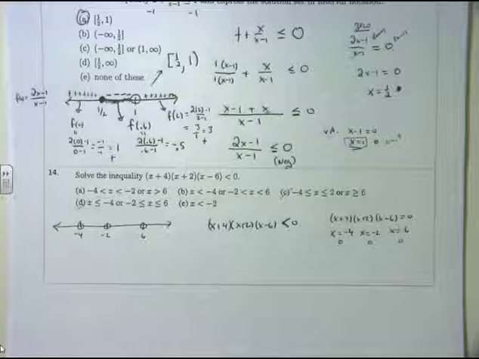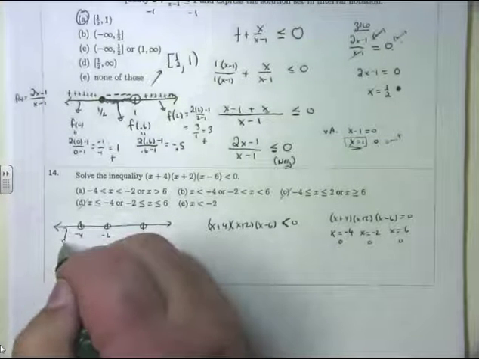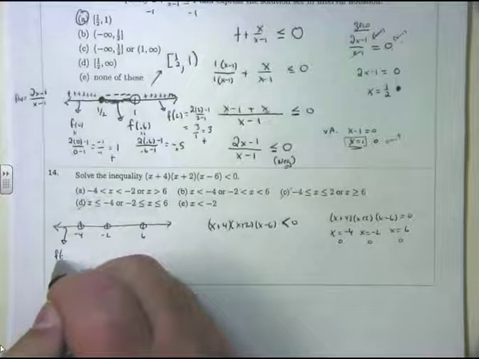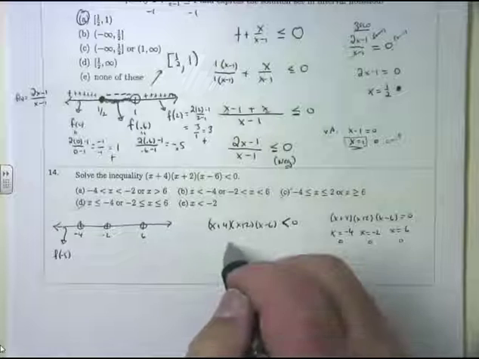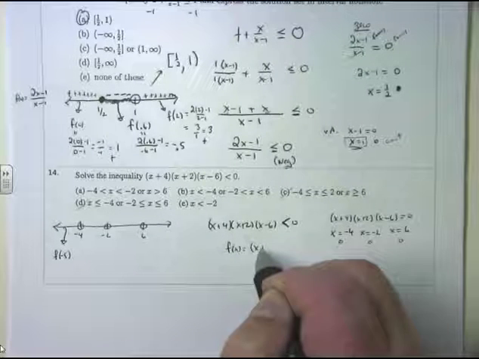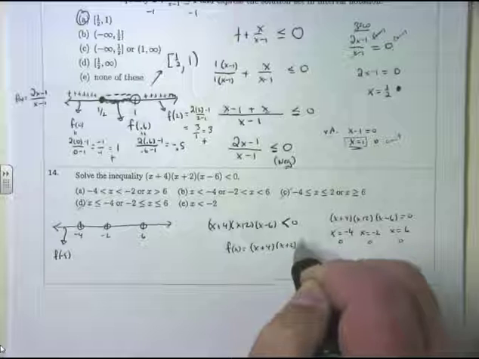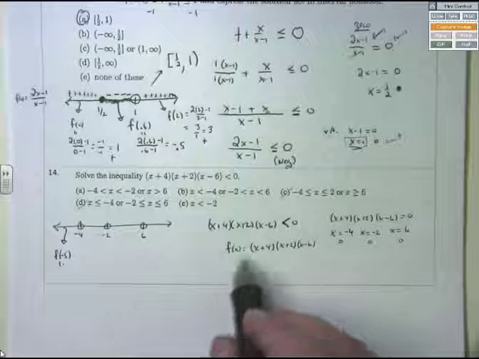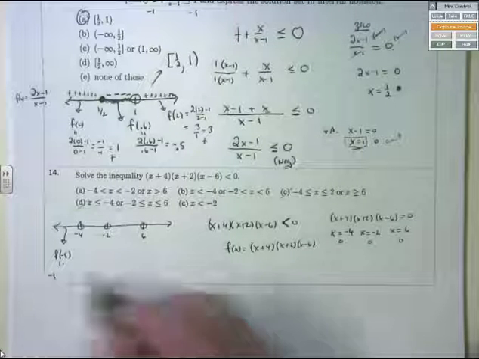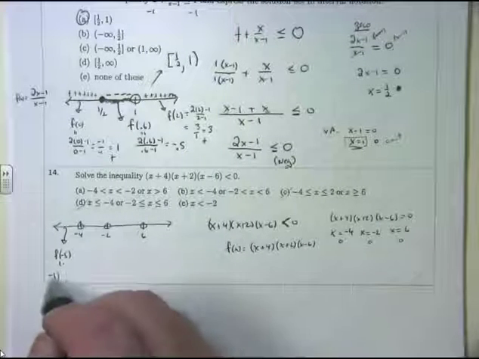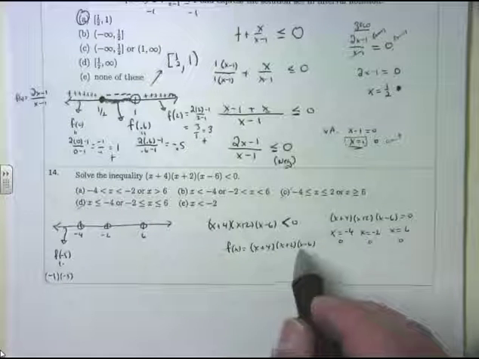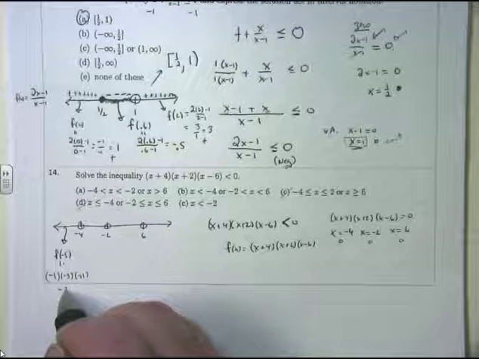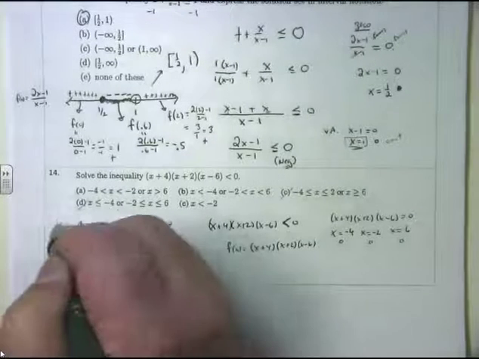Now I'm going to do test values. So I'm going to pick a number in my interval less than negative 4. I choose negative 5. And I'm going to plug it into my function, x plus 4 times x plus 2 times x minus 6. So when I plug in negative 5, negative 5 plus 4 is negative 1. Negative 5 plus 2 is negative 3. Negative 5 minus 6 is negative 11. When I multiply it out, I get negative 33. I don't care what the number is. It's negative there.